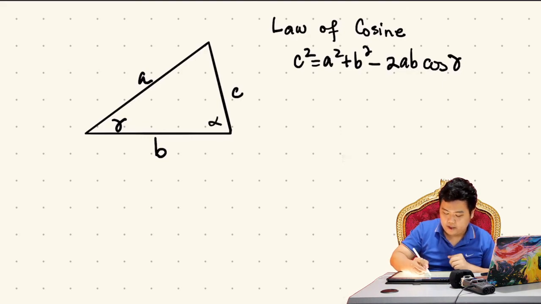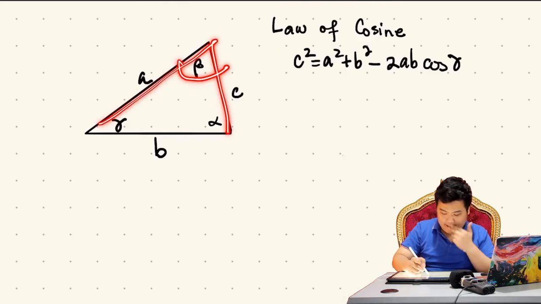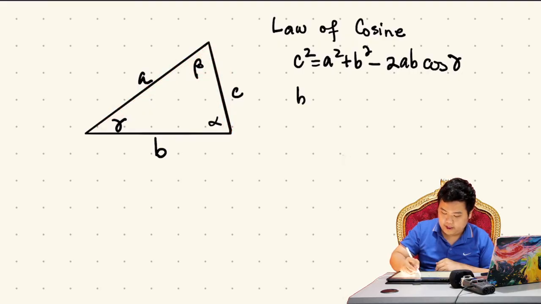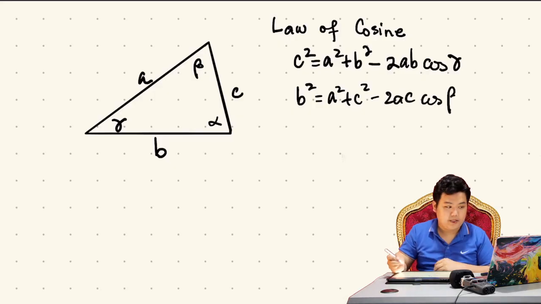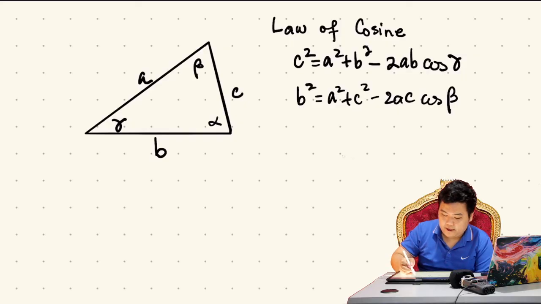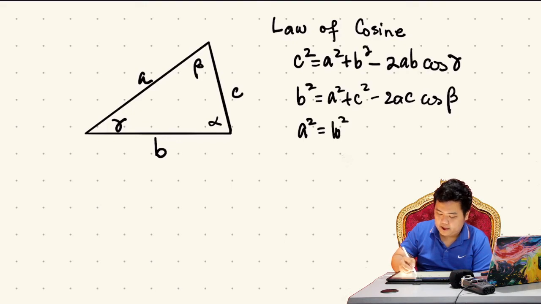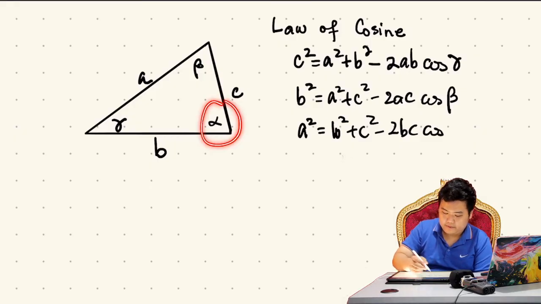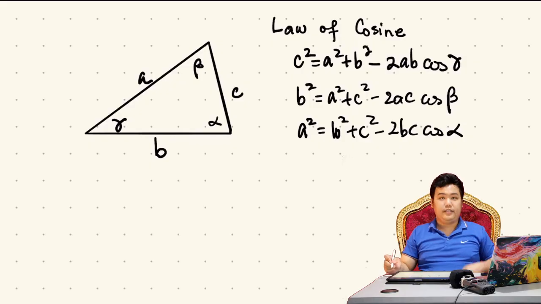To get the following. Kung ang titignan natin ay si beta, tas ito yung side, ano mangyayari doon? We get B square is equal to A square plus C square minus 2AC cosine beta. And kung ang titignan natin ay si alpha, yung side na ito, so A square is equal to B square plus C square minus 2BC cosine nung angle. Ito yung angle. Okay, so yan ang law of cosines. Okay?